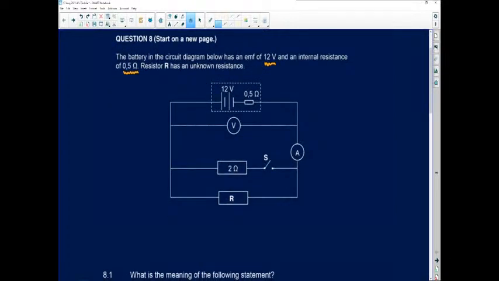I think questions like this always seem very complicated, but not so much. So I'm given the circuit, I can already see that the 2 ohm resistor and the R are in parallel with one another. Now, remember once again, resistors in parallel will have the same potential difference. Resistors in series will have the same current. Resistors in parallel are current dividers, and resistors in series are potential difference dividers.